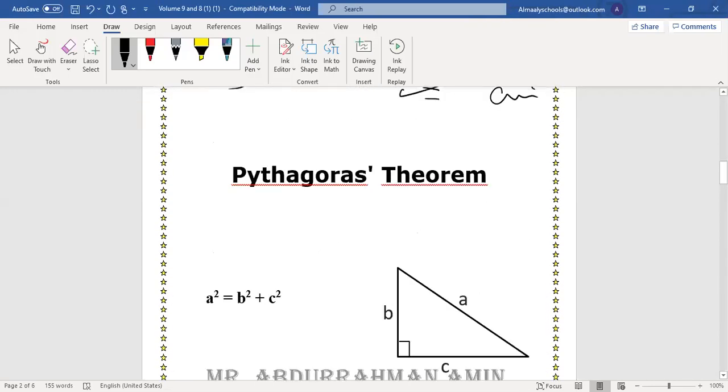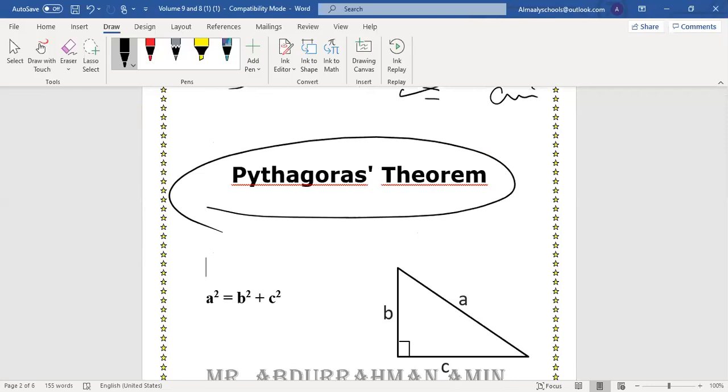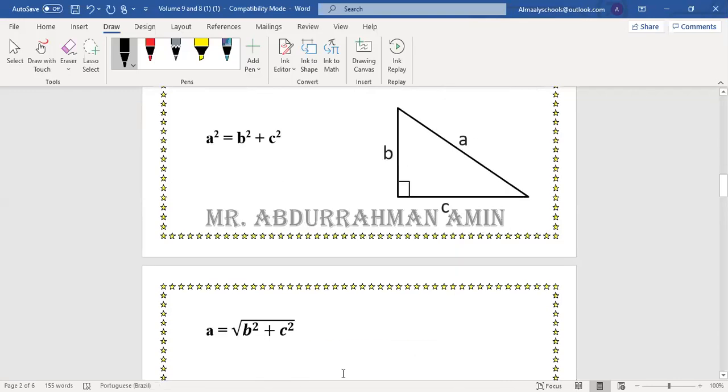Do you remember the Pythagoras theorem? If we have a right angle triangle, we have 3 sides. Number 1, A, is the hypotenuse of the right angle triangle. B and C name the sides of the right angle. The length of the hypotenuse squared equals the sum of the squares of the 2 sides of the right angle. So A squared equals B squared plus C squared.